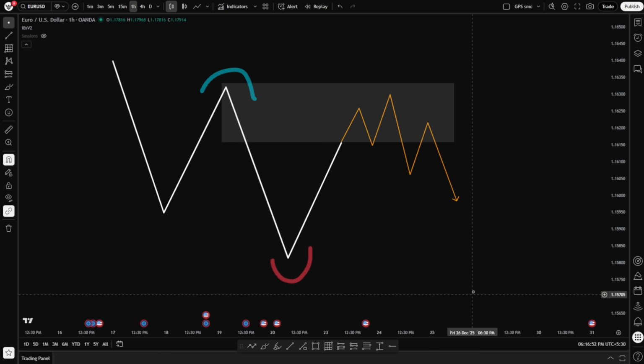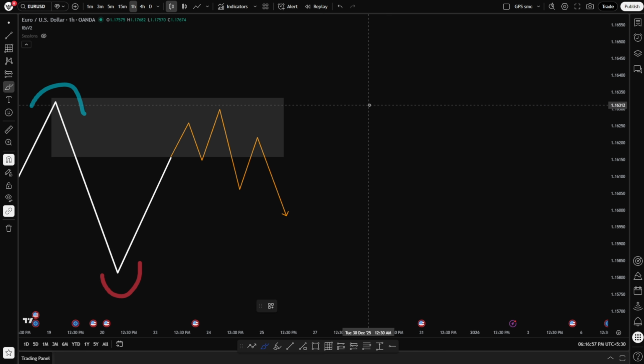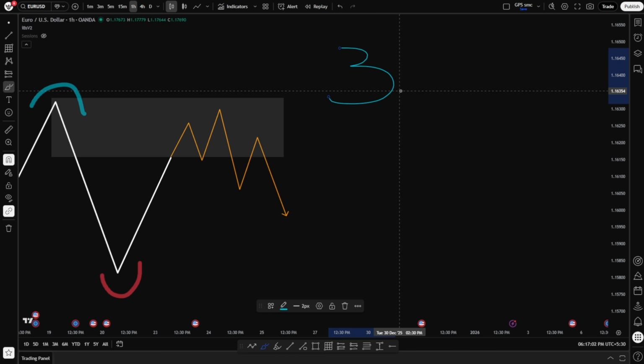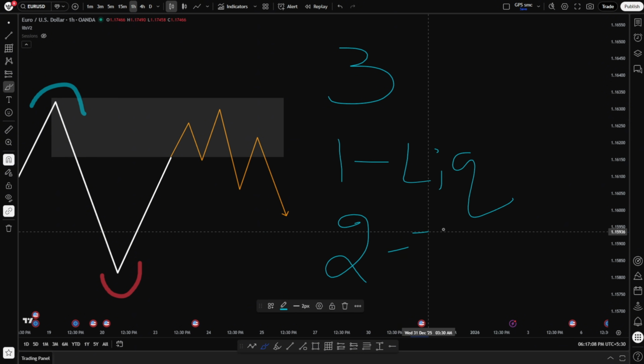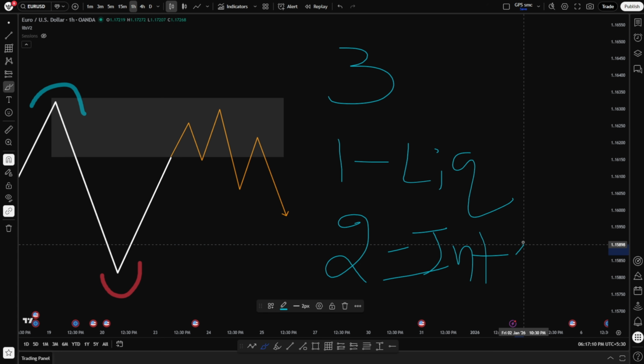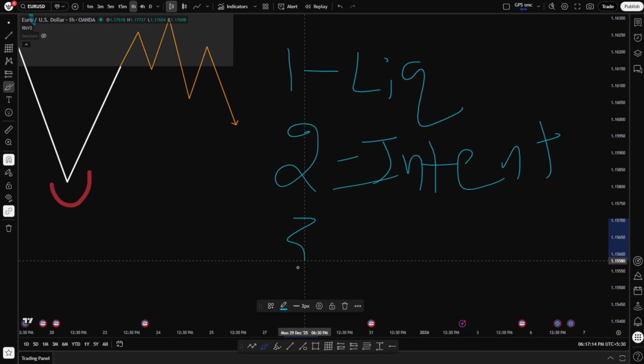All right. So the first thing you guys should learn is every single trading strategy should have three important steps. The first thing is what I call liquidation. The second thing is what I call intention. And the third thing is satisfaction.